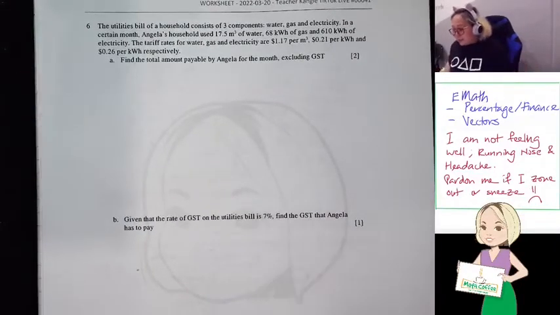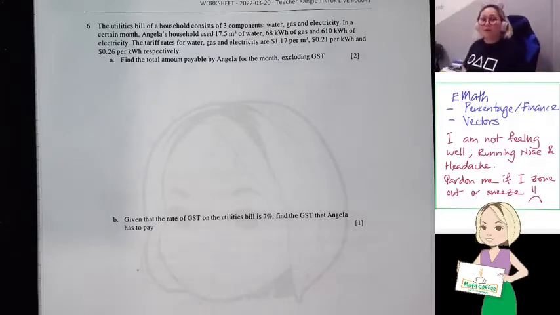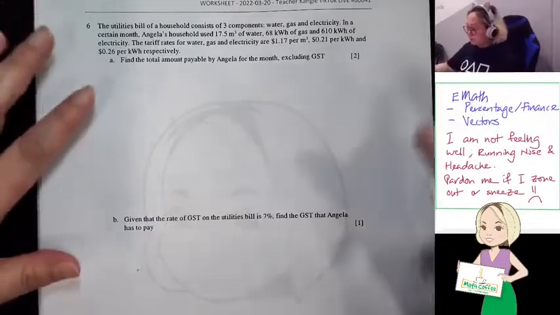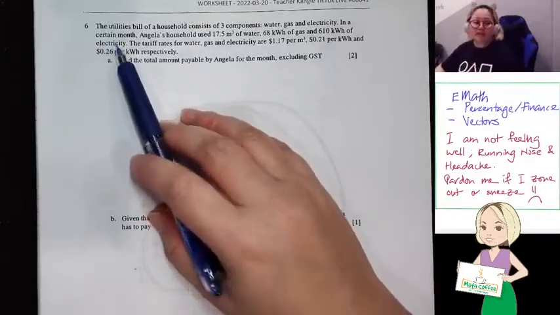This is not exactly percentage, but more on simple finance, as in a utility bill. We talk a little bit about GST as well. So a little bit about percentage. Okay, so look at here. This is real life, real world context.